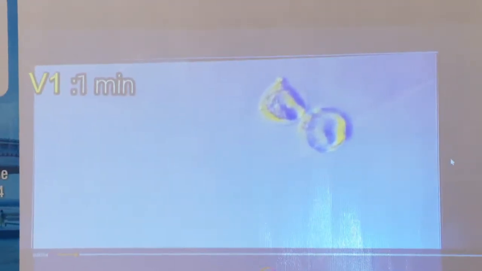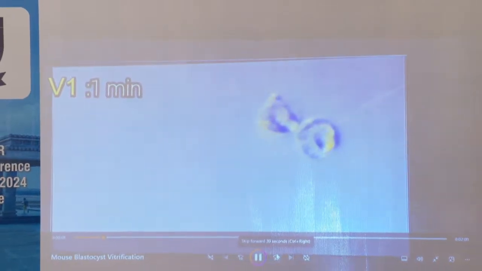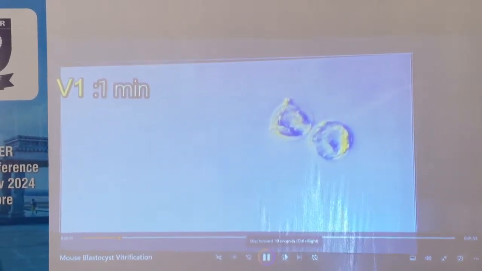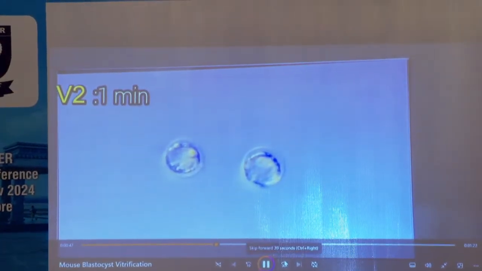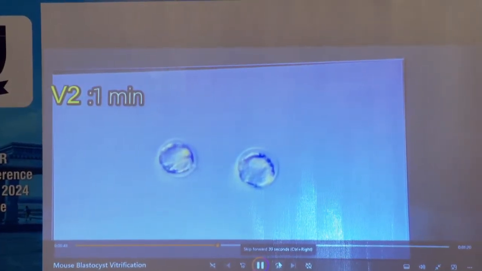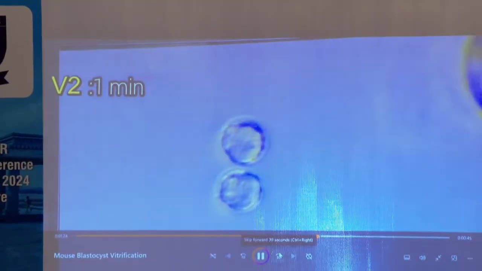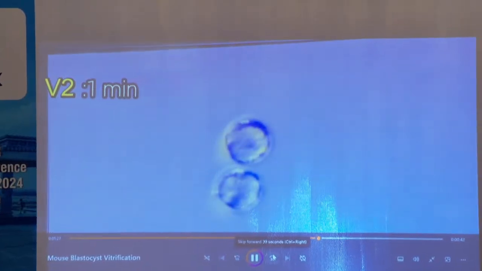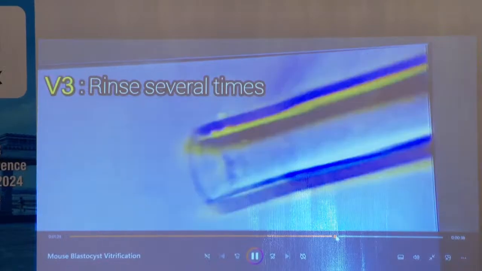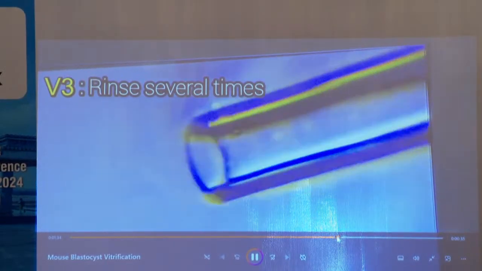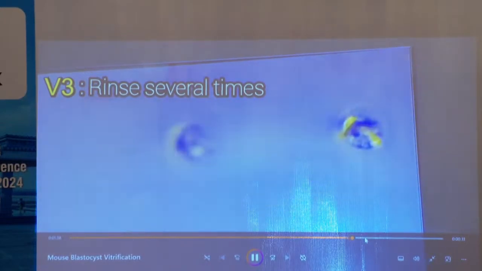So we put the blastocyst in V1 for 1 minute, and then we can see the changes. It shrinks. After that, when we put it in V2, again it re-expands. That is also for 1 minute. When it completely expands, which happens within 1 minute, we shift it to V3, and there we rinse it several times until it is completely shrunk, and then we load it onto the cryo device that we have, and then we are vitrifying it.